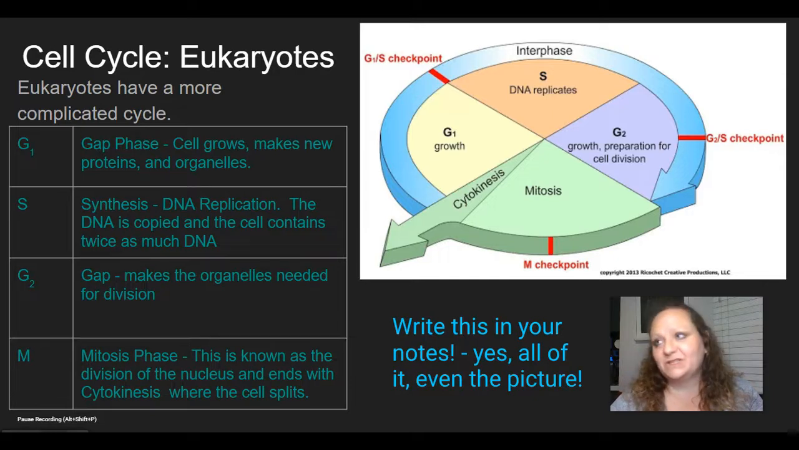G2, or gap phase 2, makes the organelles that are needed for cell division. And then this is followed by the mitosis phase. Mitosis is actually when the division of the nucleus is going to occur. And then finally, we're going to end with cytokinesis, where the cell is going to split. The G1, S, and G2 phases, all of this we actually refer to as interphase.